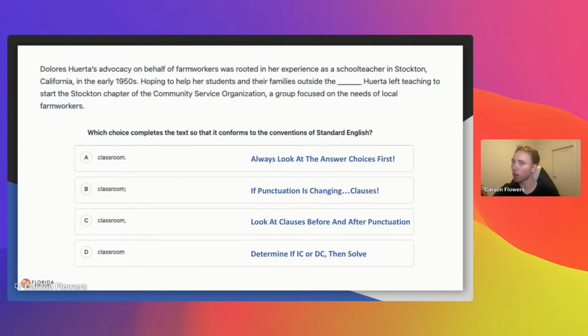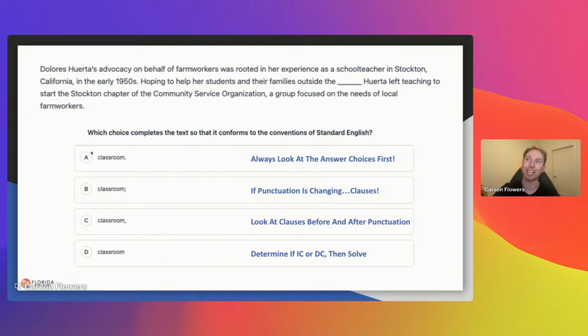So is that an independent clause or a dependent clause? Or full sentence or fragment? It's a fragment. Hoping to help her students and their families outside the classroom. Who's hoping to help her students? Who is her? I don't know. This sentence doesn't make sense by itself. Therefore, it's a dependent clause. Now let's look at the clause after the punctuation. Huerta left teaching to start the Stockton chapter of the Community Service Organization, a group focused on the needs of local farm workers. That sounds like a pretty complete sentence, right? So now we know it goes dependent clause to an independent clause.